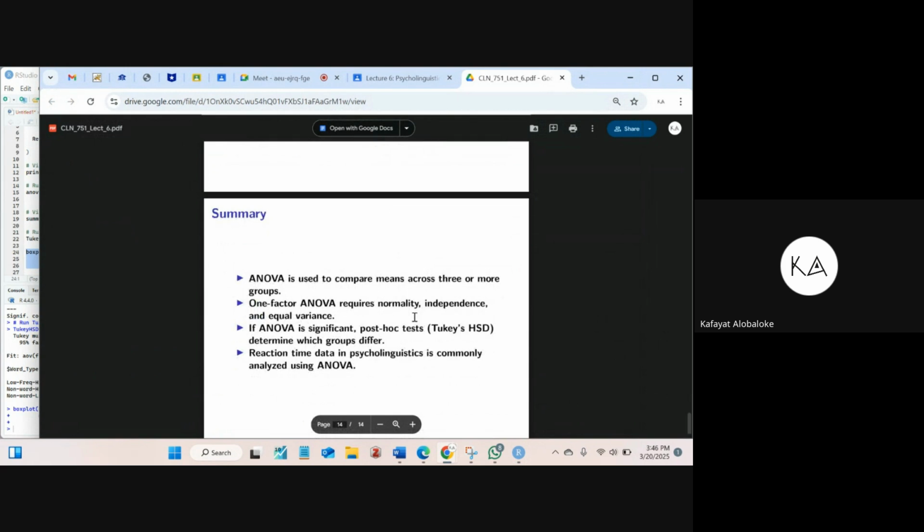So in summary, we use the ANOVA to compare means across the three different word types. One-factor ANOVA requires independence, normality, and equality of variance, like we mentioned. Also, if the ANOVA is significant, then with the post hoc test, in this case the Tukey HSD, we determine which group exactly differs. And reaction time data in psycholinguistics is commonly analyzed using ANOVA.